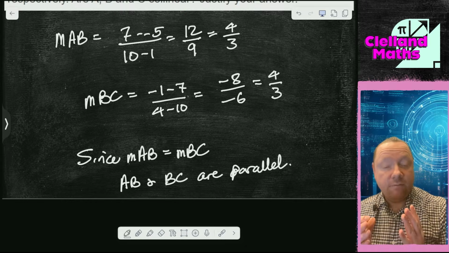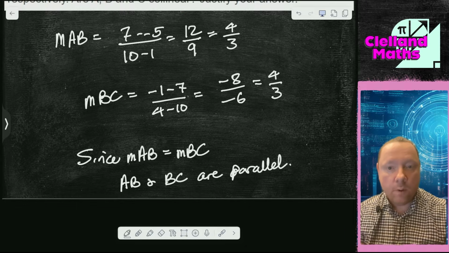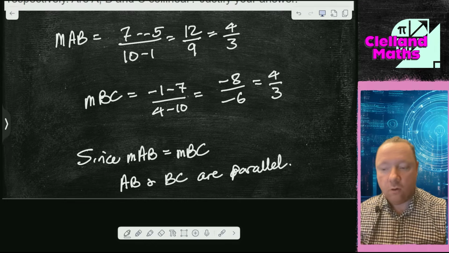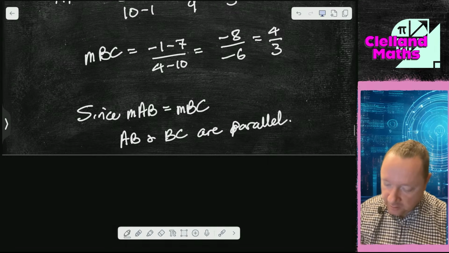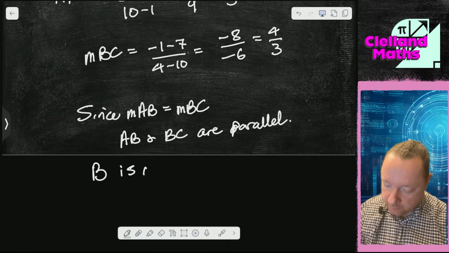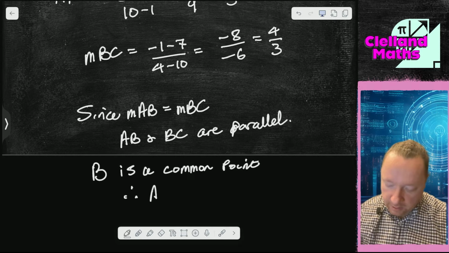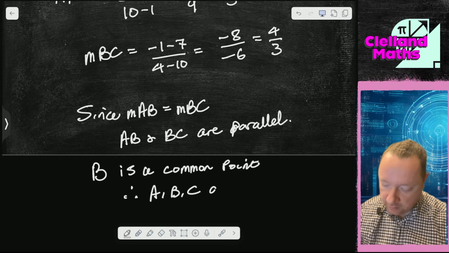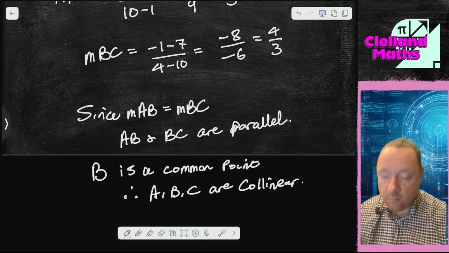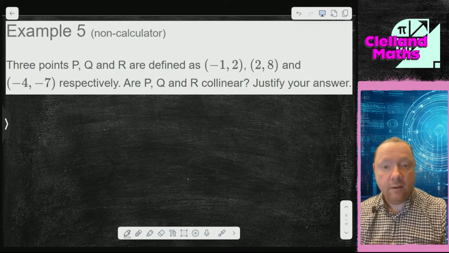and then you need to write a further statement to say that you've got a common point, and therefore they're collinear. So watch out. B is a common point, and then you write your statement: therefore, A, B, and C are collinear. And we're done there.